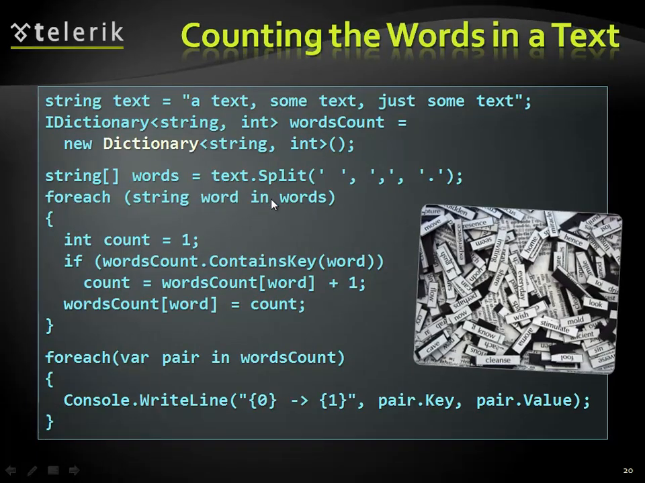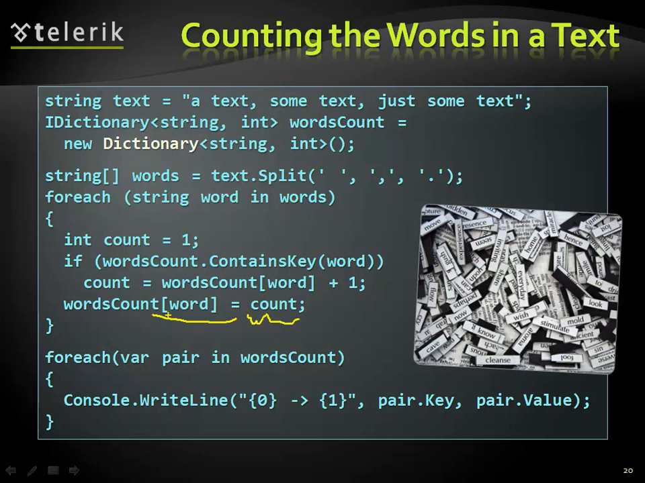Okay, so what do we do? We have some words. For example, using a text reader, you read all the lines from a text and put them in here. Then you split these words by commas, dots, and spaces. And then you see, for each of these words, if it exists in our dictionary, increase the value by 1. If it doesn't exist, just say that that position has a value of 1.